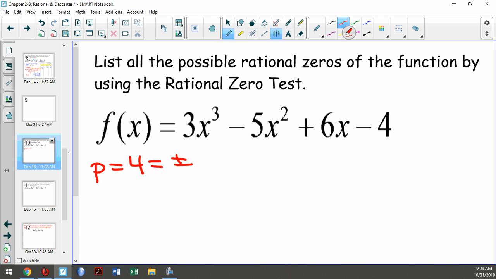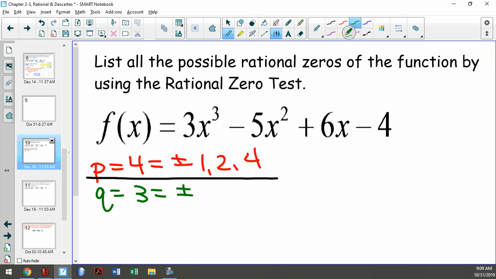And what are all the factors of 4? 1, 2, and 4. Do we all agree with that? Yes or no? We're going to take that and divide it by my Q. What is Q? Q is your leading coefficient, and what is your leading coefficient here? 3. It's 3, so that's going to be plus or minus. What are all the factors of 3? 1 and 3.